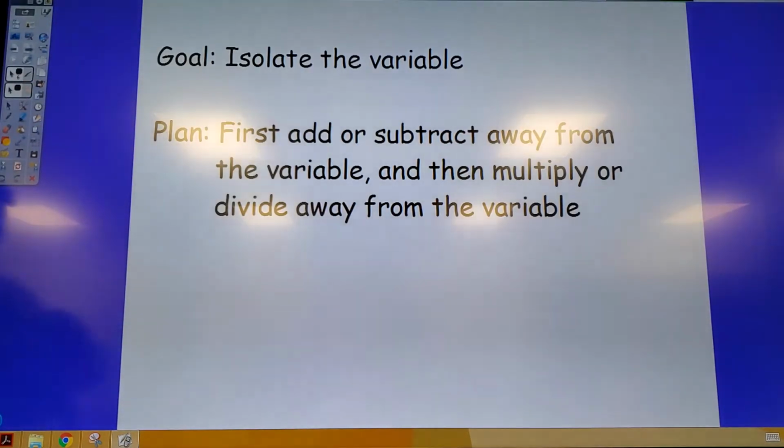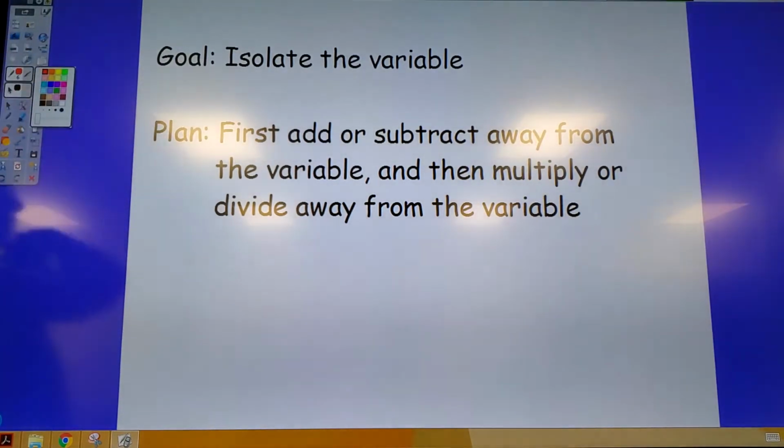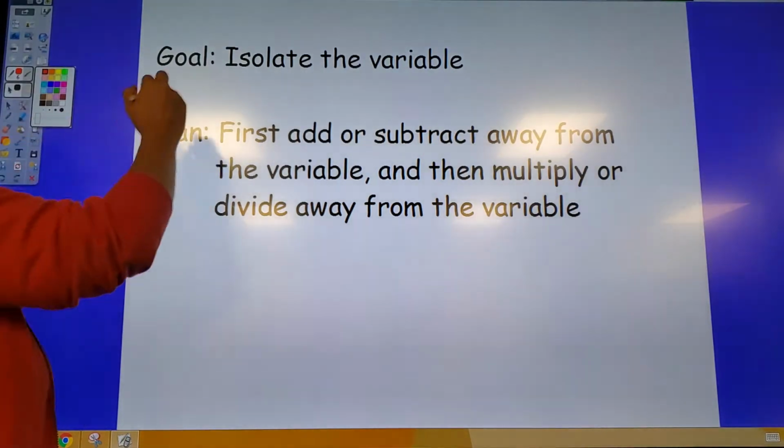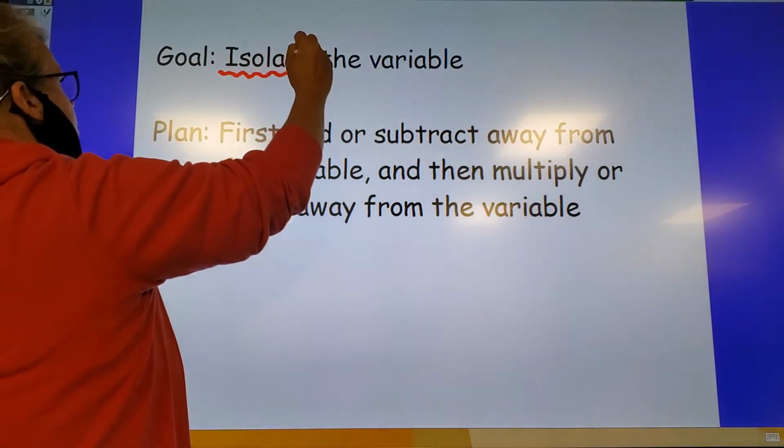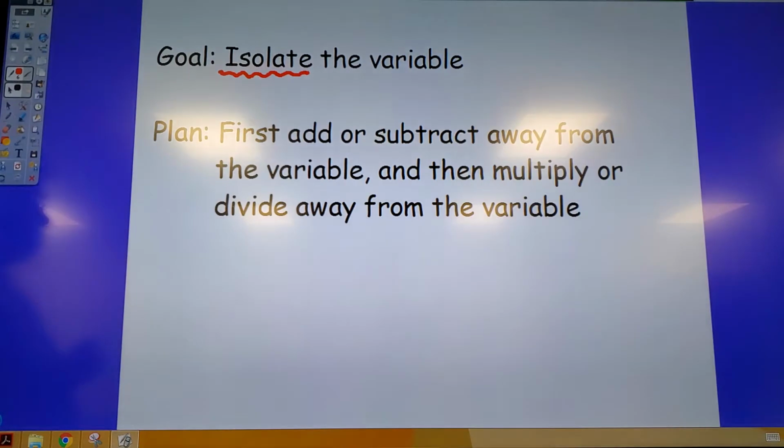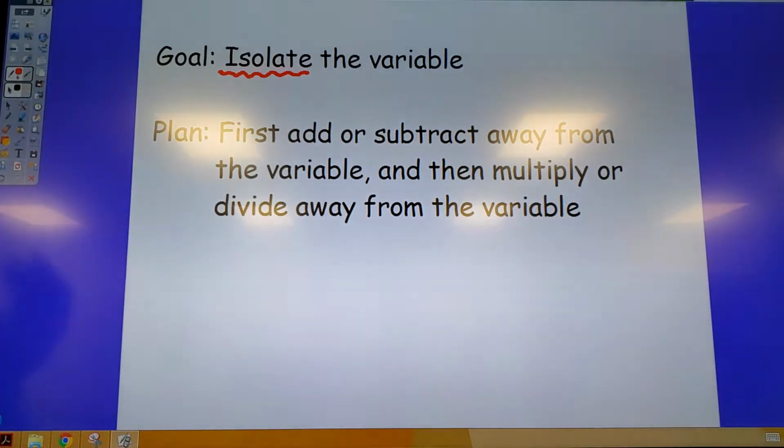When you are solving an equation, your goal is always the same. It doesn't matter how many steps the equation has, your goal is always to isolate the variable. What does it mean to isolate? Get it by itself. So we want to get the variable, the letter, by itself, meaning we need to move all the numbers that are around it to the other side of the equation.